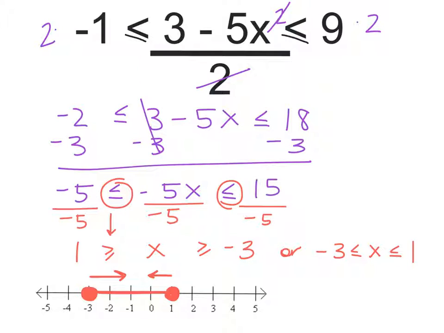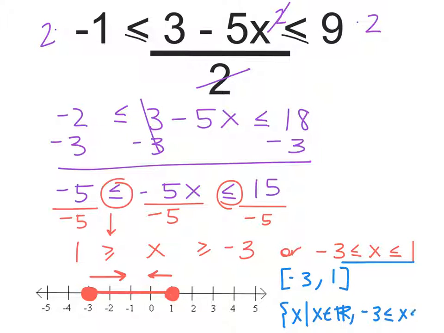And in interval notation, that means that it's going to go from negative 3 to positive 1. It's going to be brackets because it includes those values. And then set builder, x is an element of all real numbers. Then I just repeat this guy. That's it.